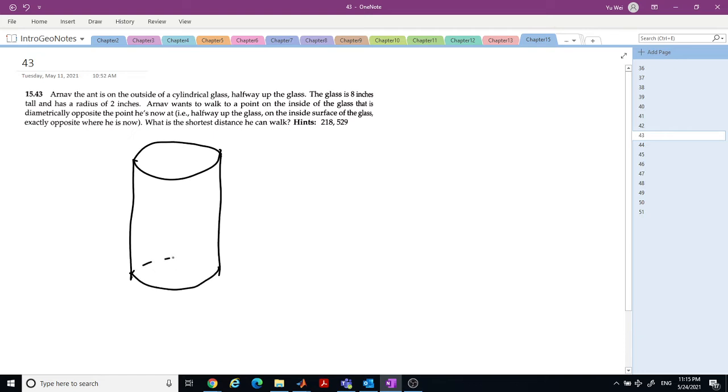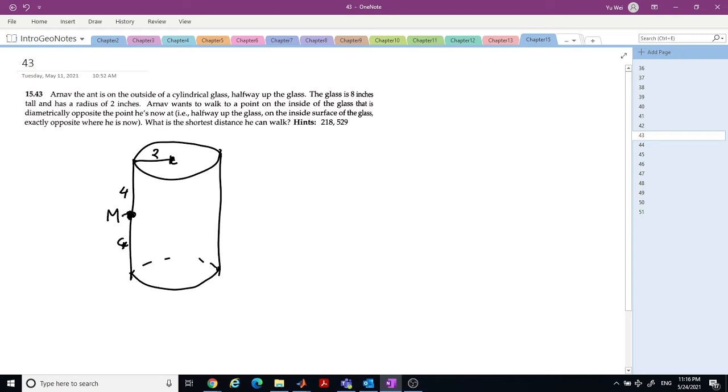Okay, there is a halfway up the cylinder glass, M. Then the glass is 8 inches tall, so here is 4 and 4, and the radius is 2 inches. Then these ends are not want to work to the points on the inside of the glass.